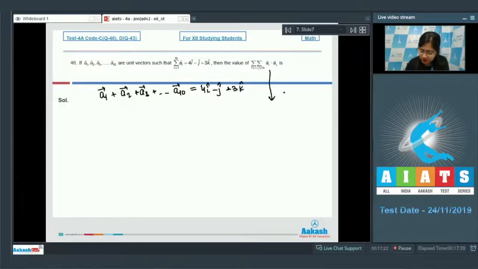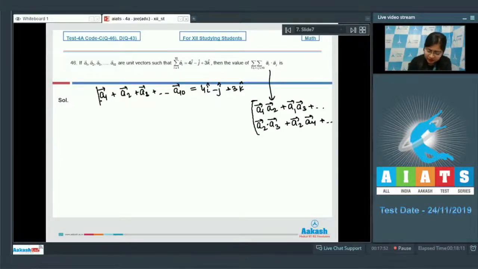And what we have to find: if we put i equal to 1, then j can be equal to 2, 3, 4, 5 and so on. And if we put i equal to 2, then j can be equal to 3, 4, 5 and so on. So we have to find the sum of values like this.